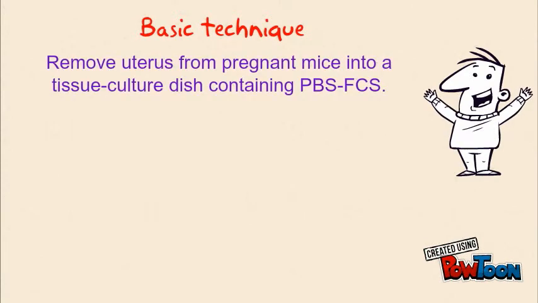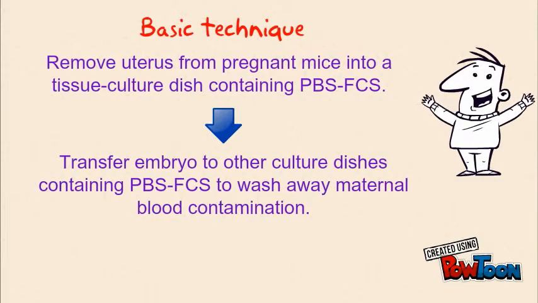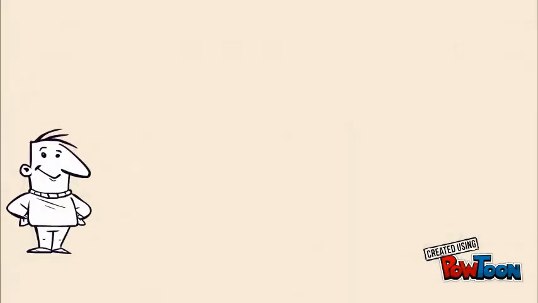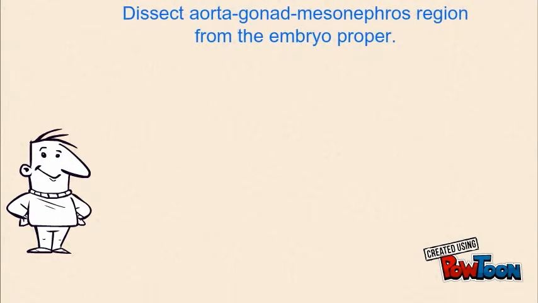Basic technique. First, remove the uterus from pregnant mice into a tissue culture dish containing PBS FCS. Then transfer the embryo to other culture dishes containing PBS and FCS to wash away maternal blood contamination. Next, dissect aorta gonad mesonephros region from the embryo proper.